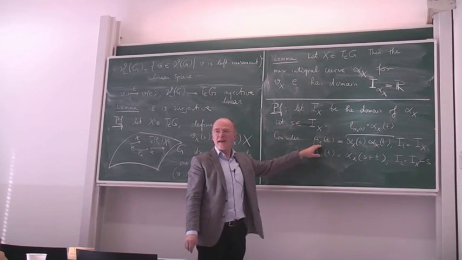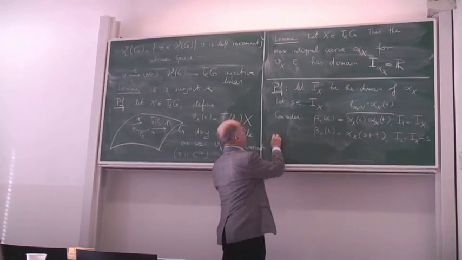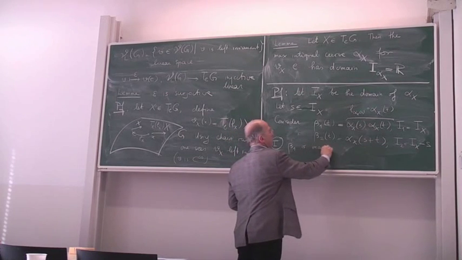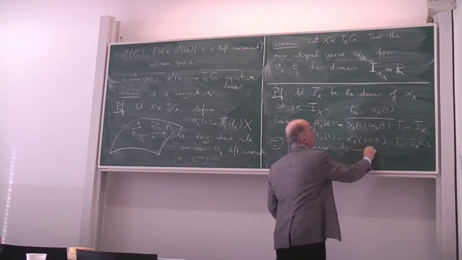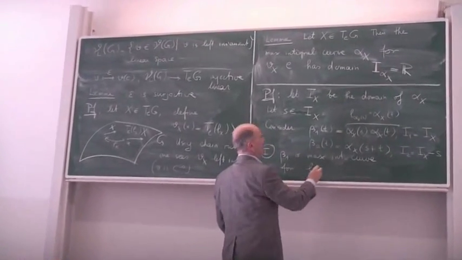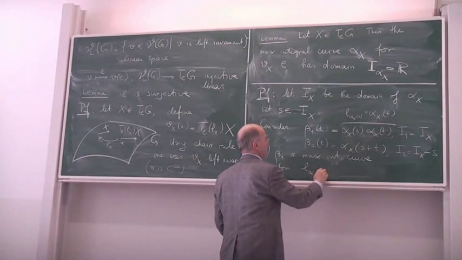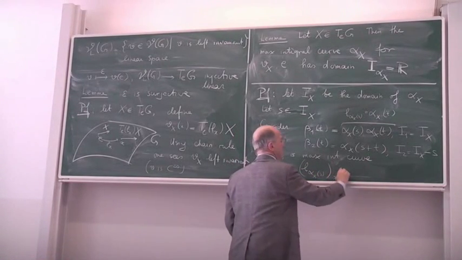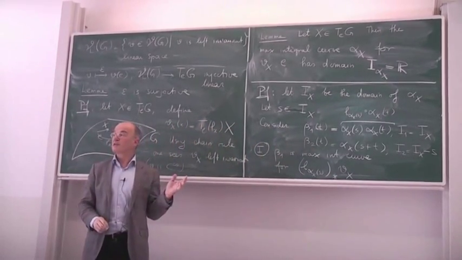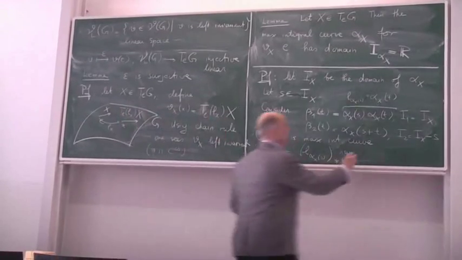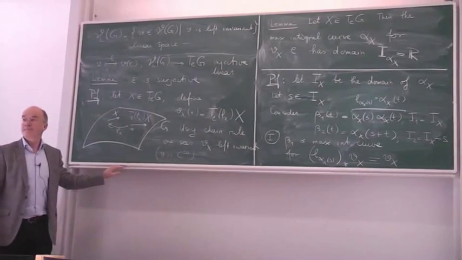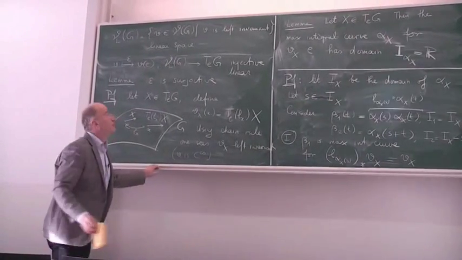So we know that beta 1 is the maximal integral curve. Principle 1 tells us beta 1 is the maximal integral curve for the vector field pushed forward under this diffeomorphism, v sub x. But v sub x is left invariant, so the push forward is the vector field itself. Right? Now we are going to apply the second principle.